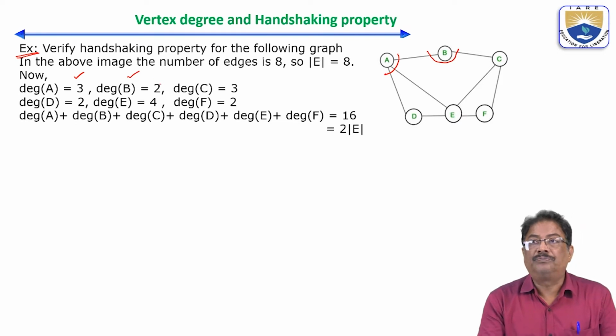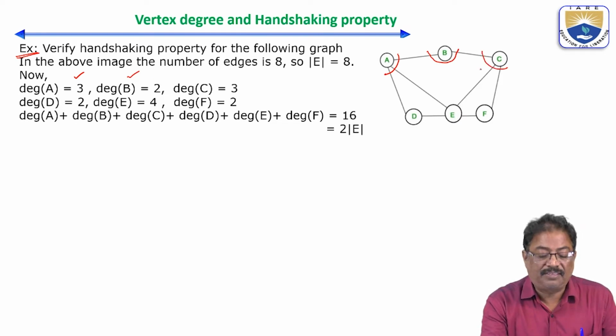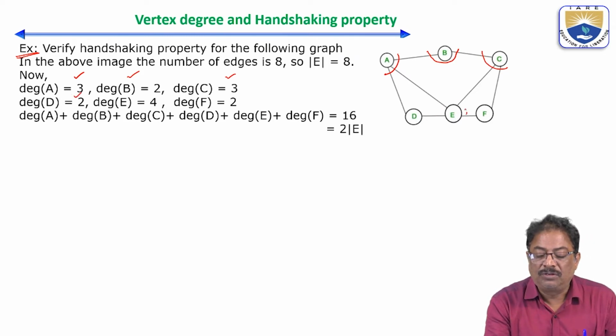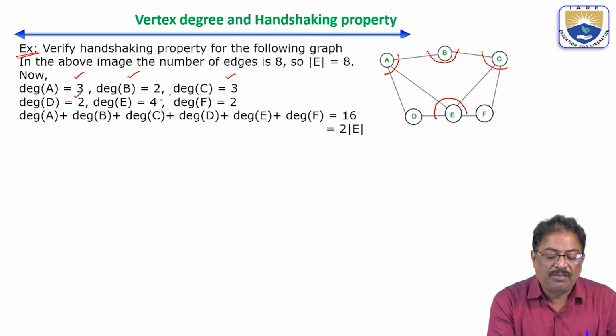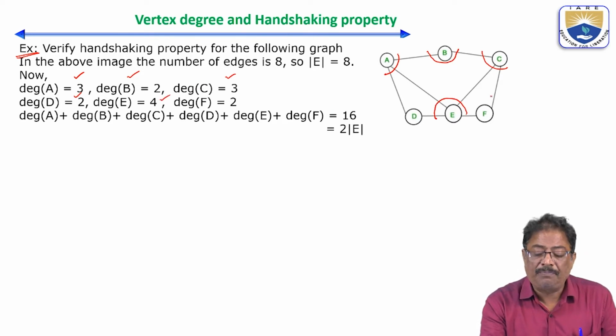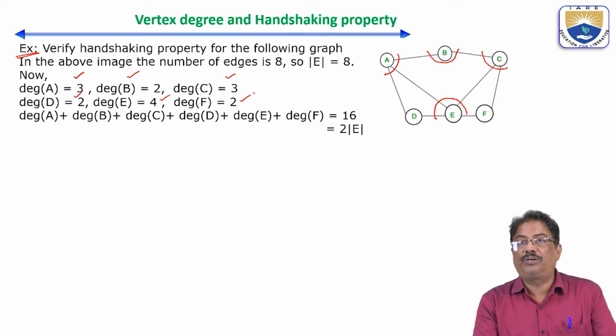So I am taking 2. Degree of C is 3. Degree of D is 2. Degree of E is 1, 2, 3, 4. Degree of E is 4. And the degree of F is only 2.